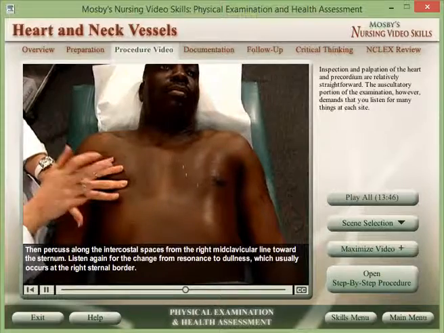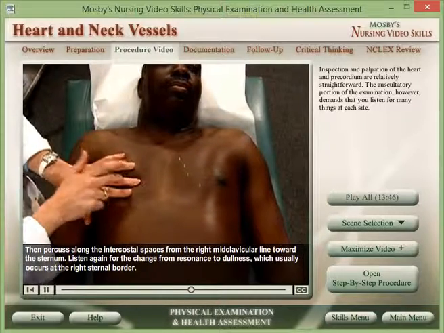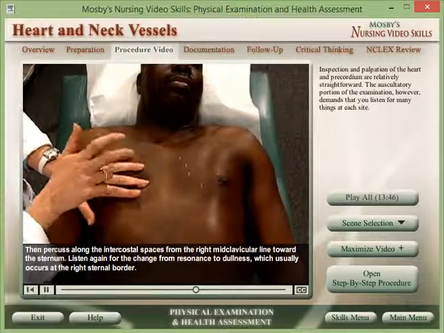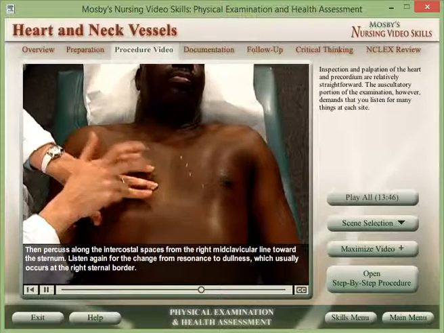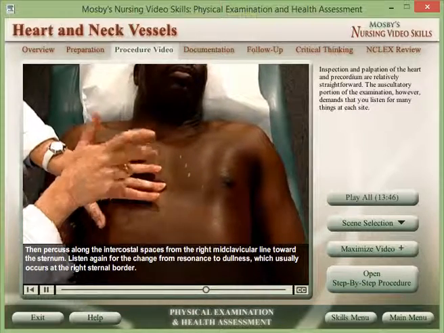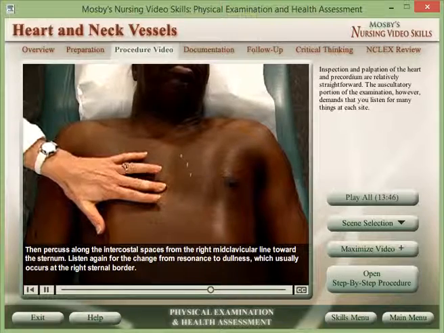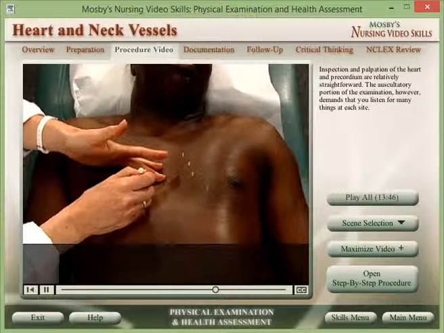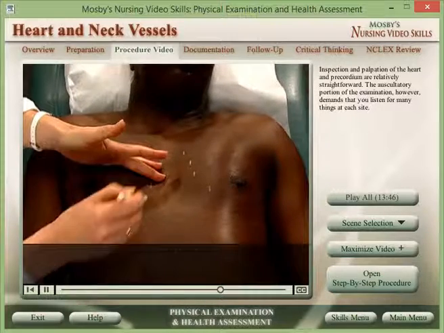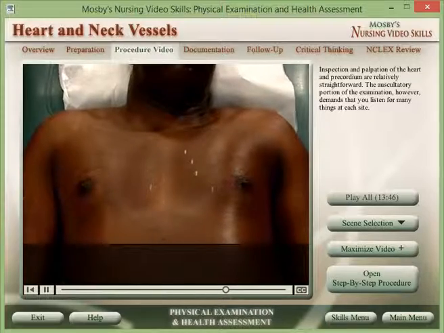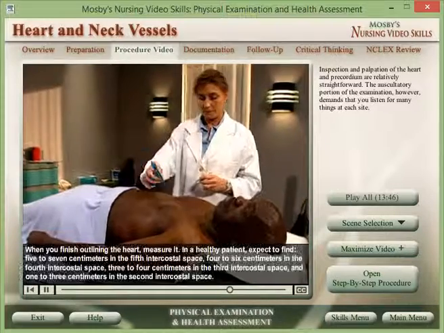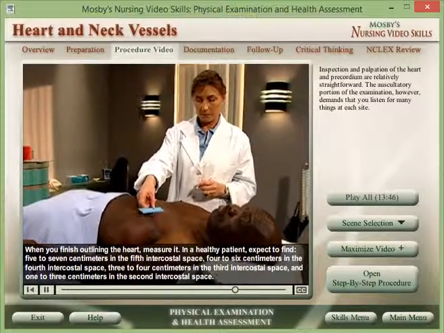Then percuss along the intercostal spaces from the right mid-clavicular line toward the sternum. Listen again for the change from resonance to dullness, which usually occurs at the right sternal border. When you finish outlining the heart, measure it.